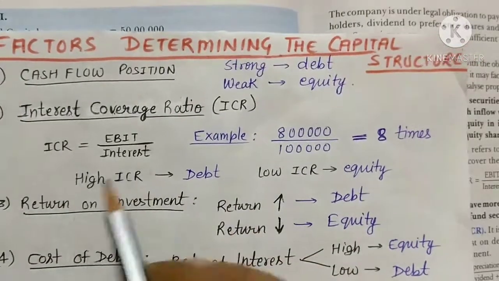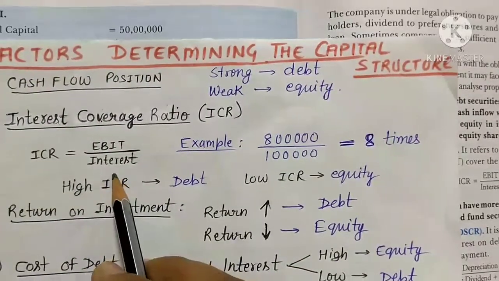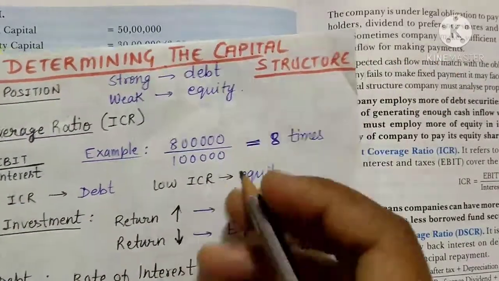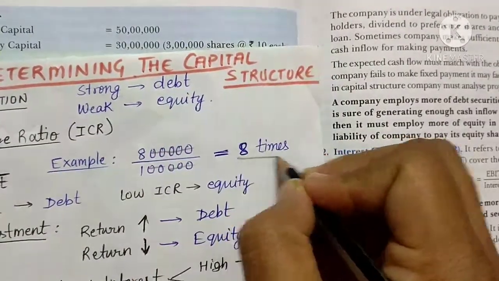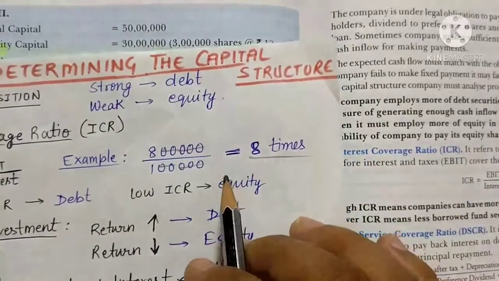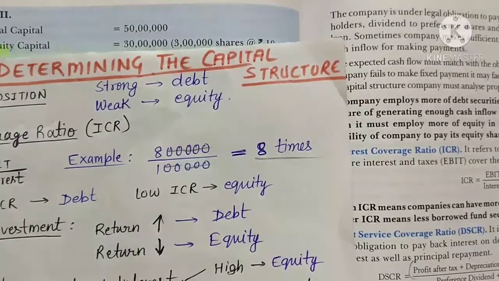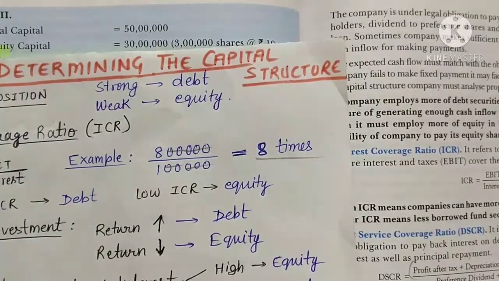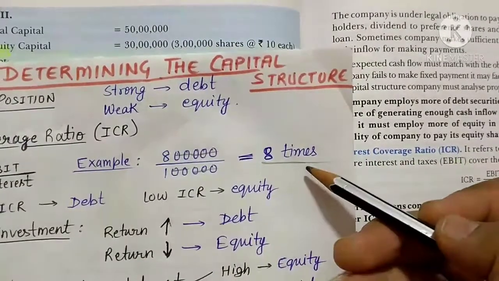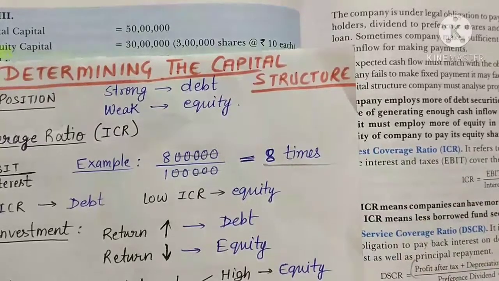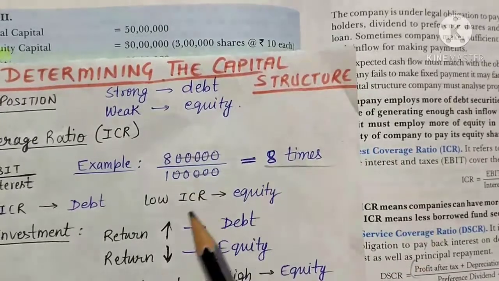Now see, example, suppose that our EBIT, earning before interest and tax, is 8 lakh, and our interest on debt which we have to pay is how much? 1 lakh. So we can cut the zeros. 8 by 1 is 8, so it comes to 8 times. It shows that our earning, compared to the interest which we have to pay, is 8 times more than the interest. So it is a good condition for us that how much we are earning, it is 8 times the payment. So we are earning a good profit.